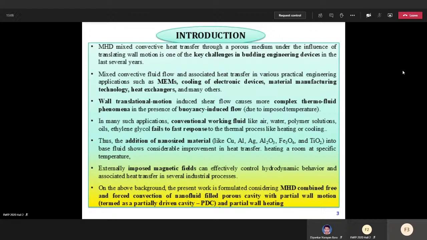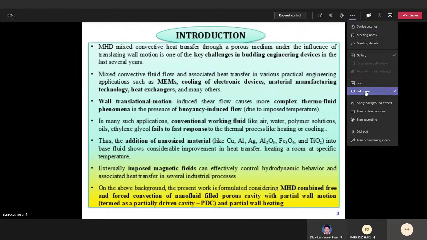From the perspective of the above, MHD combined free surface as well as forced convection, free or forced convection of a nanofluid filled porous cavity, called PDC, with tertiary wall heating.